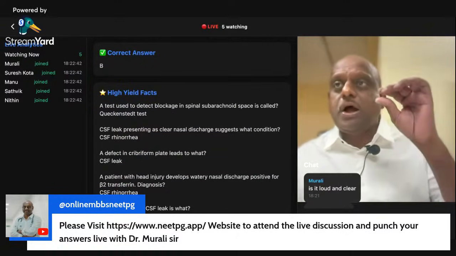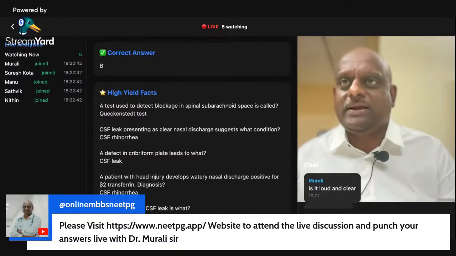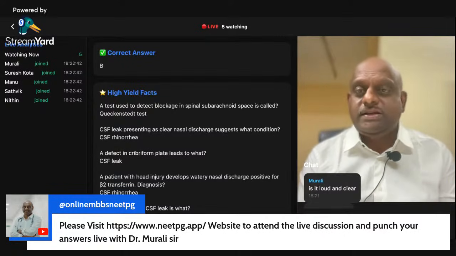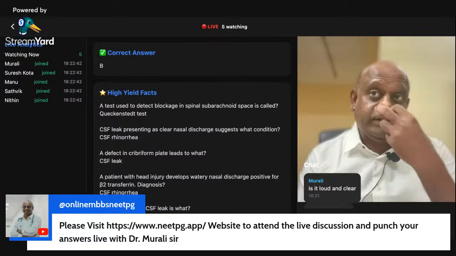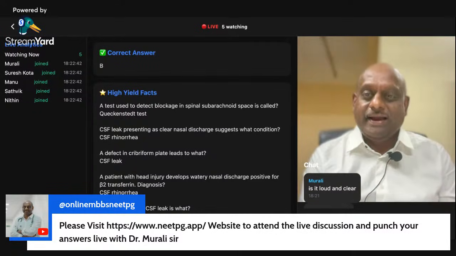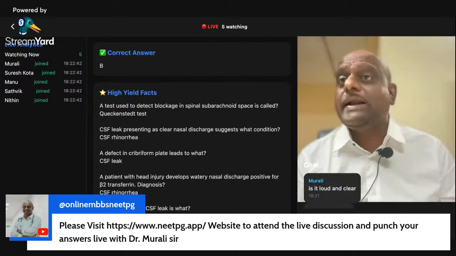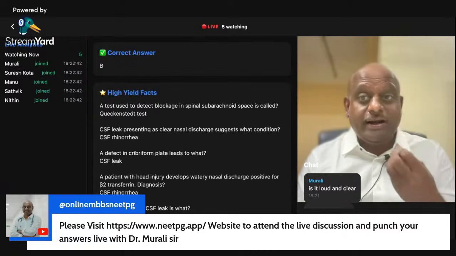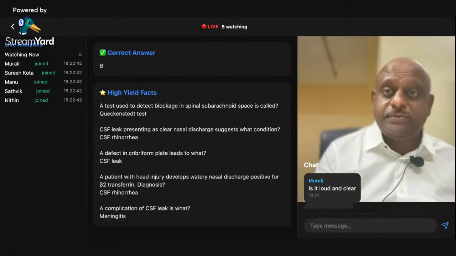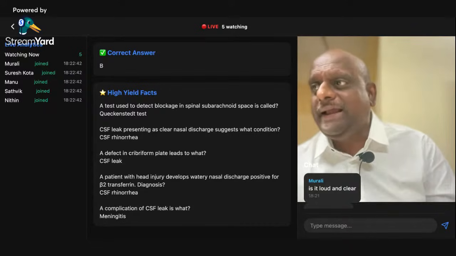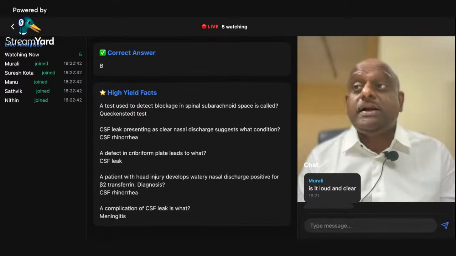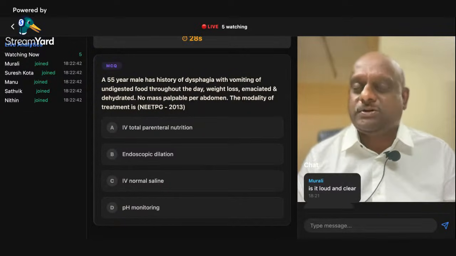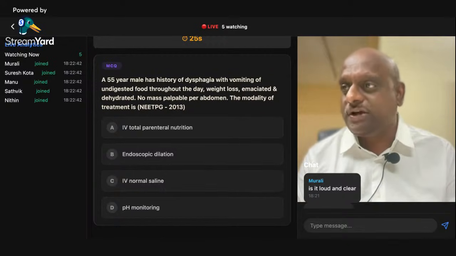Whenever you want to detect a blockage in the spinal subarachnoid space, you call it Queckenstedt's test. So, whenever there is CSF rhinorrhea, it presents with a clear nasal discharge. And meningitis is one of the important complications of CSF leak. And whenever there is any head injury, watery nasal discharge, you want to confirm CSF rhinorrhea, then you need to basically use beta-2 transferrin. So Satvik is proposing acoustic neuroma. Can it be possible? We will check that. It's a good point.